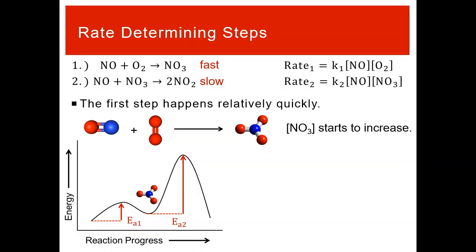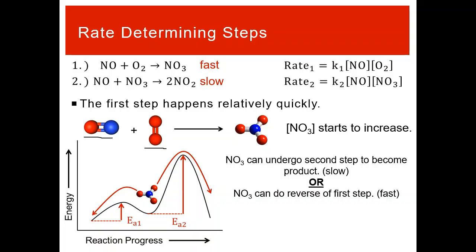So we have our NO right here, the red and the blue, and the O2 will make it a vertical orientation, is the 2 red oxygens. And so they're combining to give the NO3, and this reaction does just start to happen, and the concentration of NO3 starts to increase. And so our issue is what happens with that NO3.